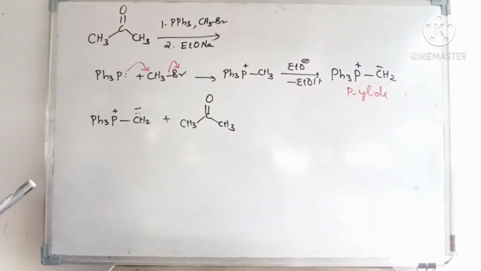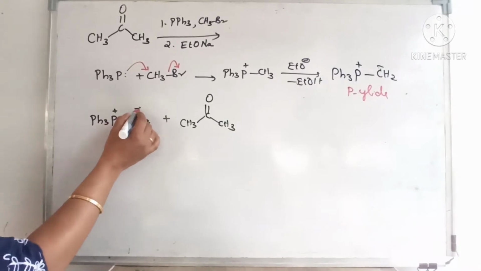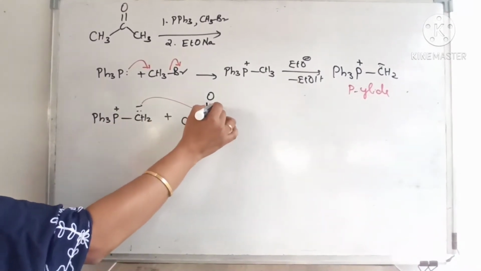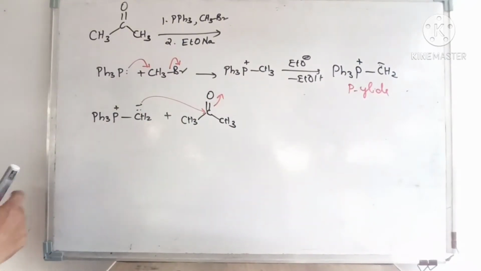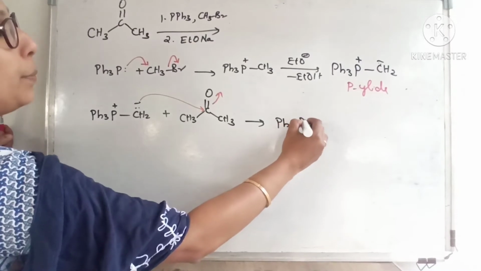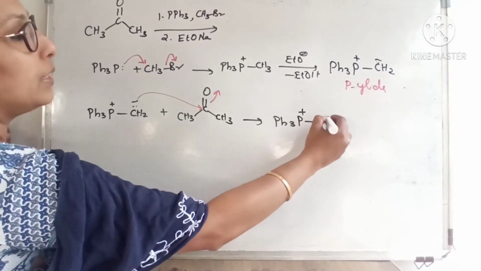Now we have to identify this is the nucleophilic center where it will attack. This is the electron deficient carbonyl carbon. It will attack only here. So what will happen? PPh3 P plus, okay, then CH2.